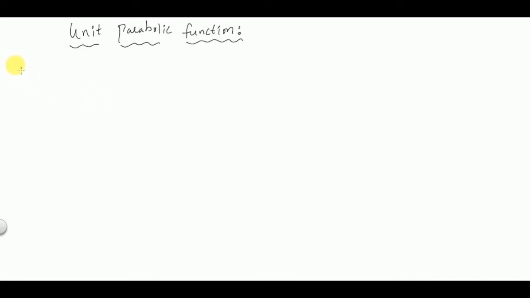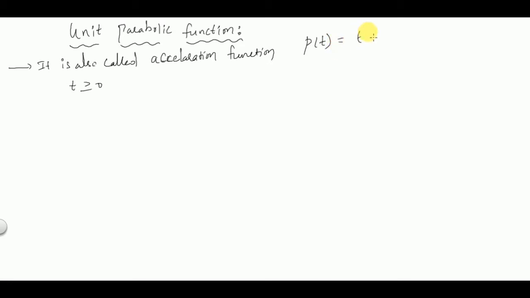Okay, so unit parabolic function, it is also called acceleration function. So unit parabolic function is defined only for positive values of time, that is t greater than or equal to 0, and it is represented by p of t. It is given mathematically as p of t is equal to t square by 2 for t greater than or equal to 0, is equal to 0 for t less than 0.